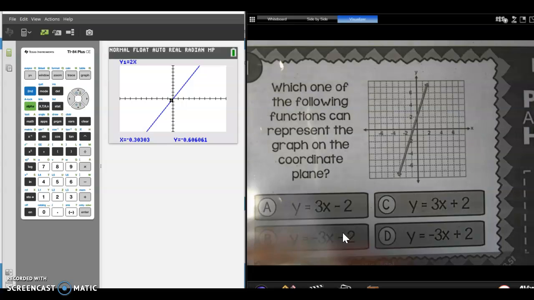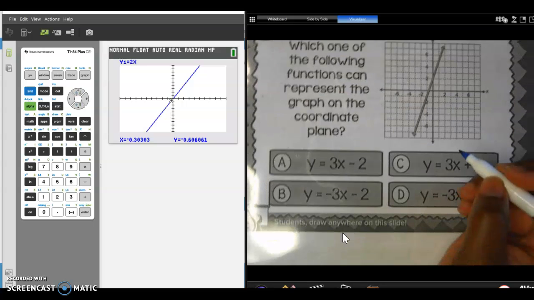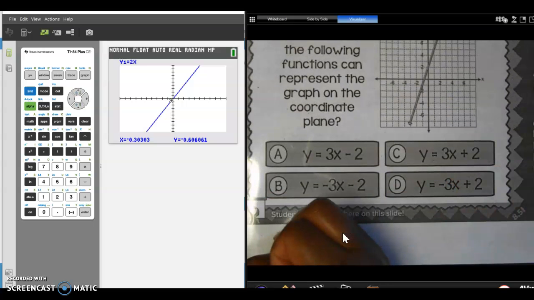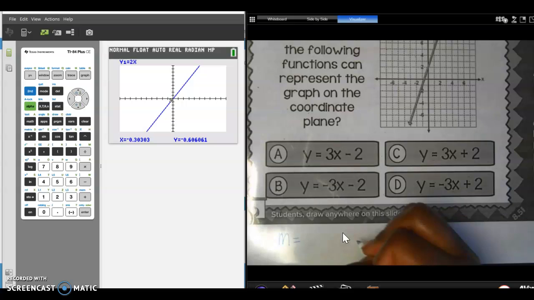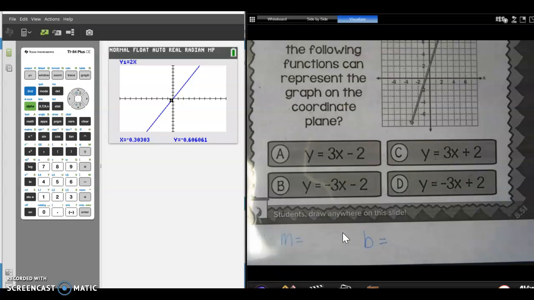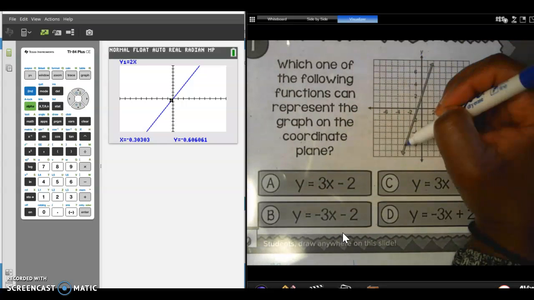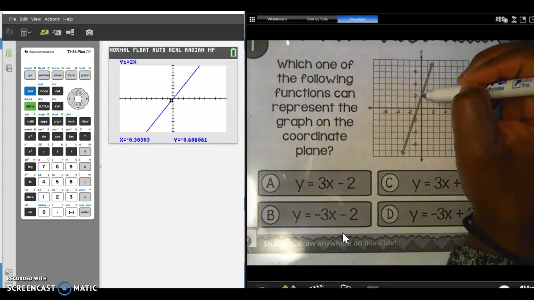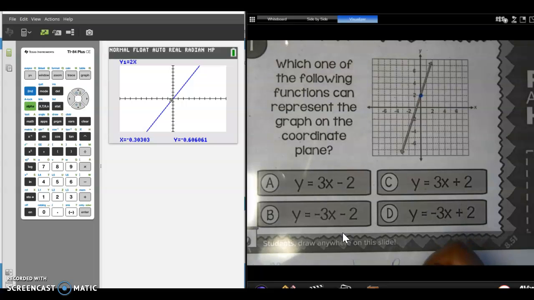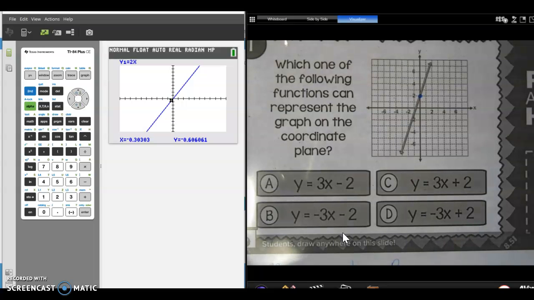So for an equation, I know that I need my m, which is my slope, and my b, which is my y-intercept. I need those two items. So first I'm going to identify my y-intercept. Remember, your y-intercept is where your line crosses the y-axis. So my line crosses the y-axis at 2. Okay? So my y-intercept is positive 2.